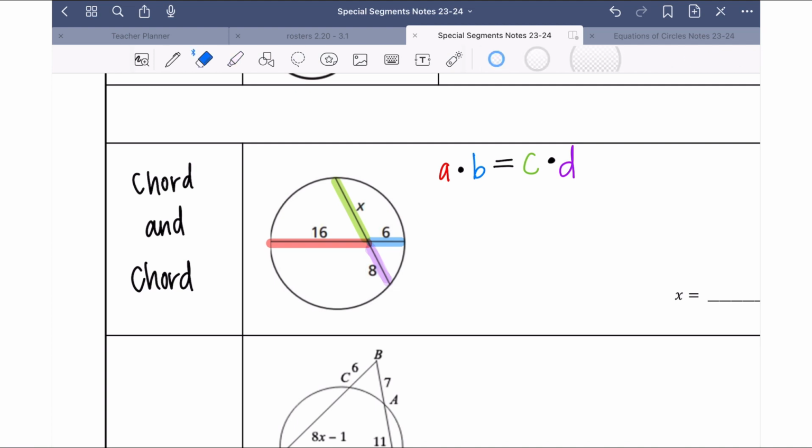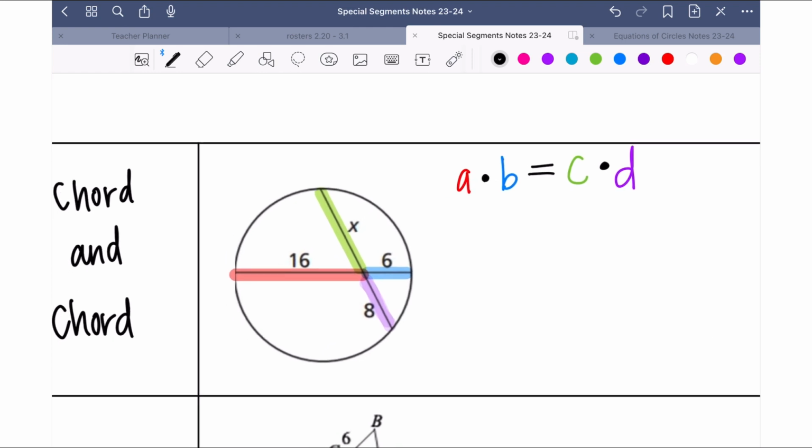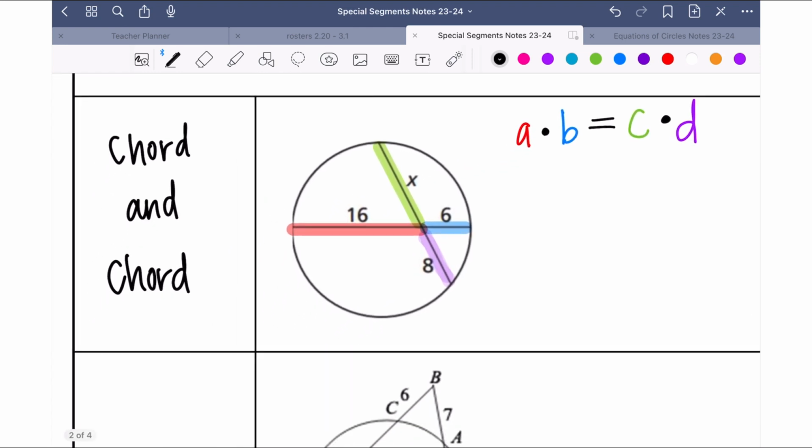So what is A on my segments? A is 16 times B, which is 6, the other part, equals the first part of the second chord, X, times the other part, 8. And then now we just do some math. Okay, so let's use our calculator. 16 times 6, 96. X times 8 is 8X.